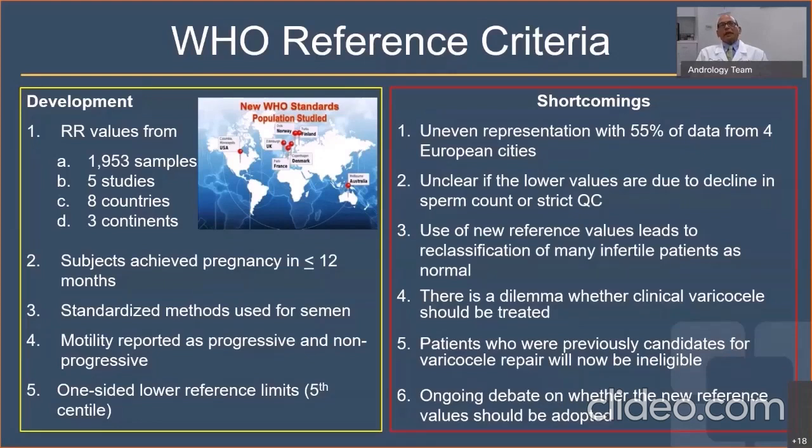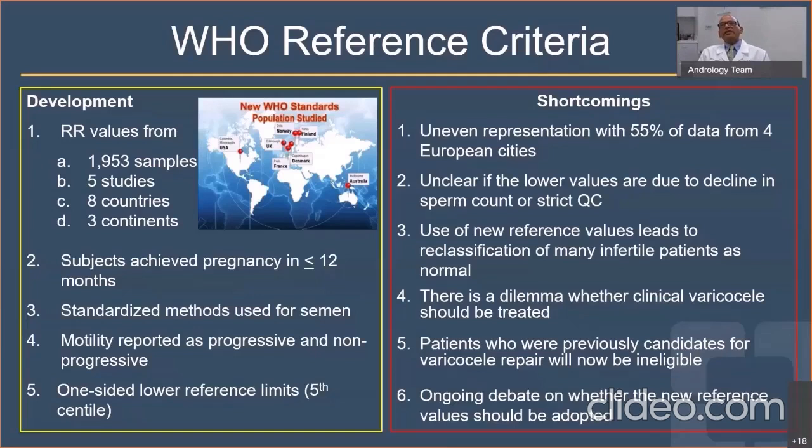On to your right, I also want to highlight some of the key shortcomings in the WHO fifth edition. The most important is that the data is unevenly represented. The second thing is that it is very unclear if the low values reported in the fifth edition are due to the declining sperm count as reported in the literature, or because of the strict quality control.